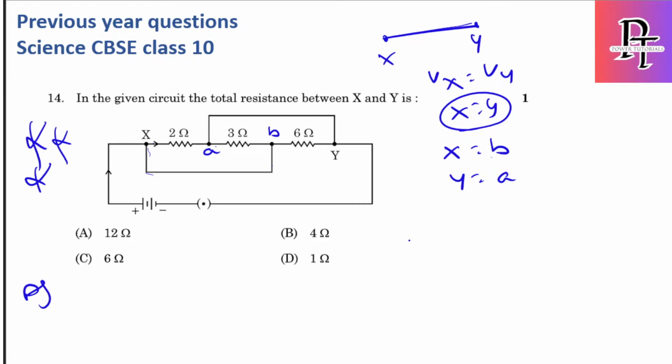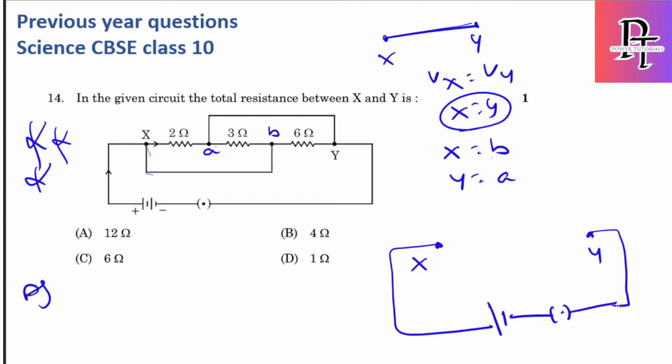So simple, I have only 2 points X and Y. I'll just write X and this is Y, and this is a circuit having a cell and a key. Let's mark the first one, X to A, which is X to Y also, which is 2 ohms. A to B is also X to Y only, which is 3 ohms.